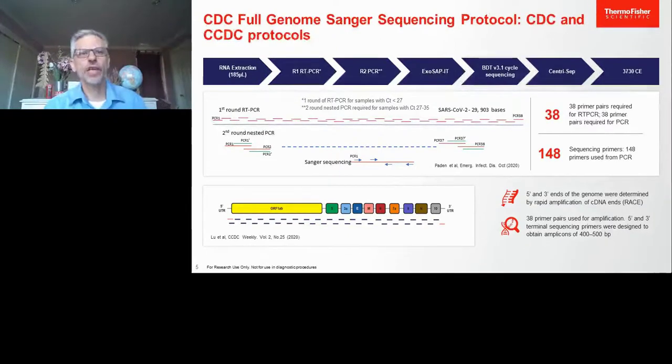So there are a number of Sanger sequenced full genomes in the NextStrain database, particularly from regions where access to expensive NGS instrumentation and expertise is limited. And also for samples that are very low viral load, Sanger sequencing is often the preferred choice. So beyond sequencing the entire genome, Sanger also has a significant role to help understand the host response to the virus.